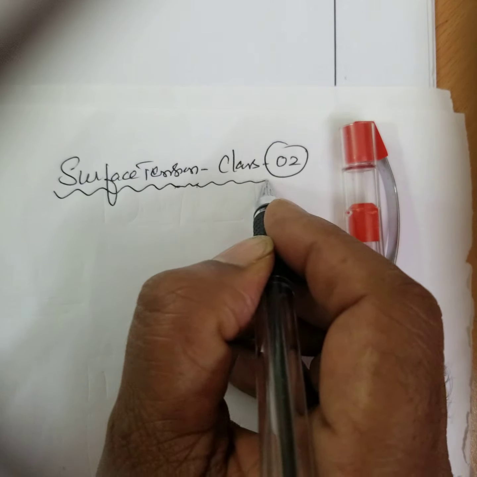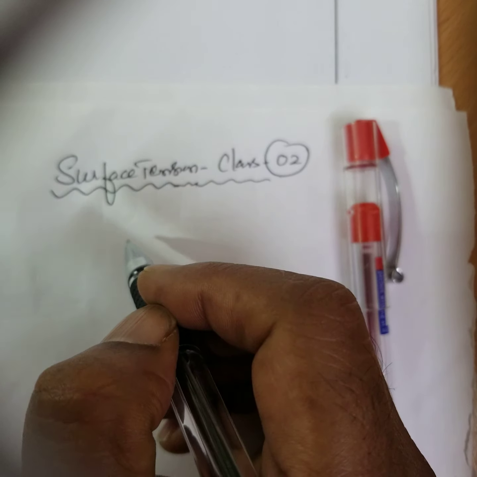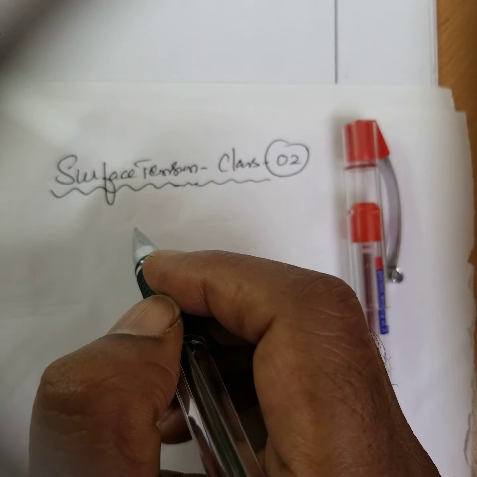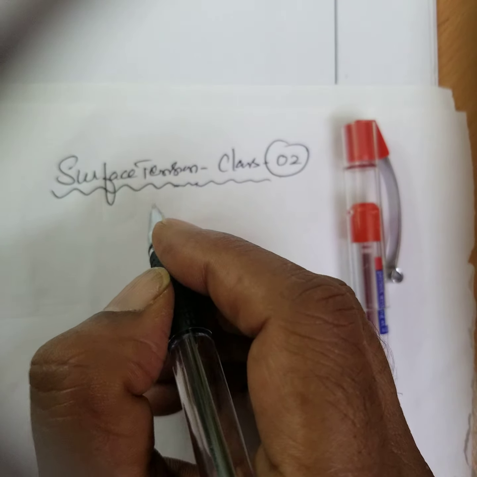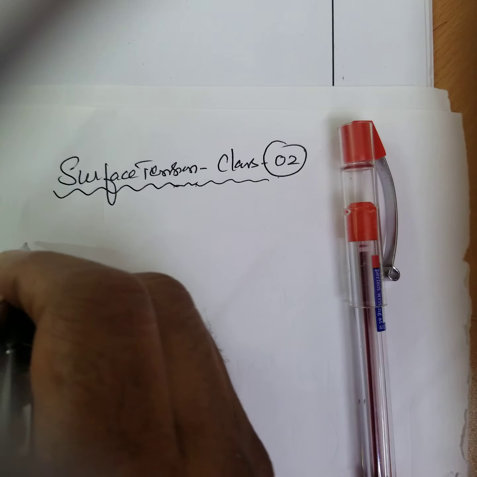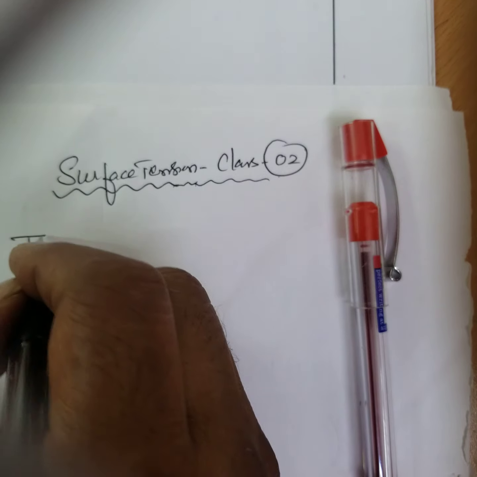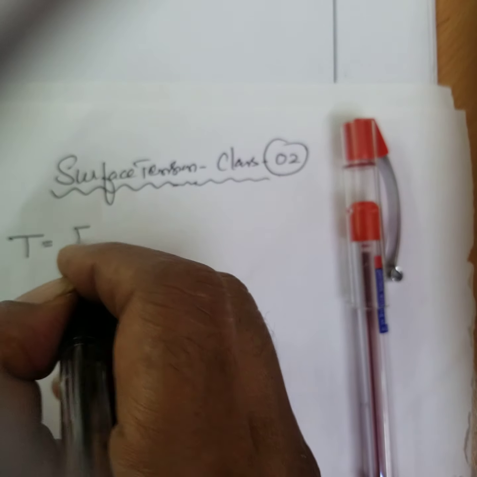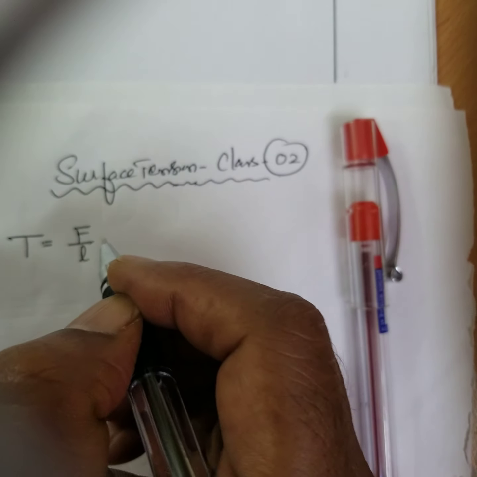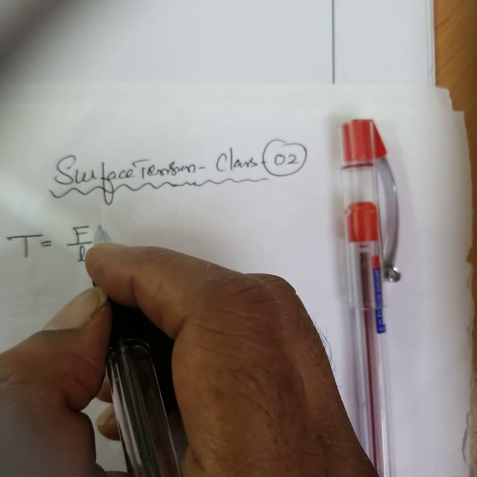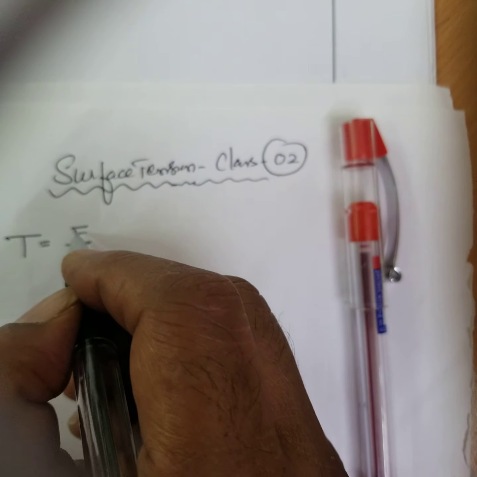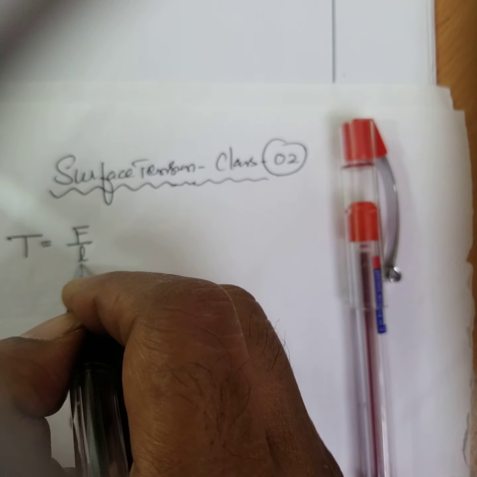Today we have come to class 2 of surface tension. Last class we discussed what surface tension is. That is, surface tension is equal to force per unit length. The surface tension of a liquid is defined as force per unit length.